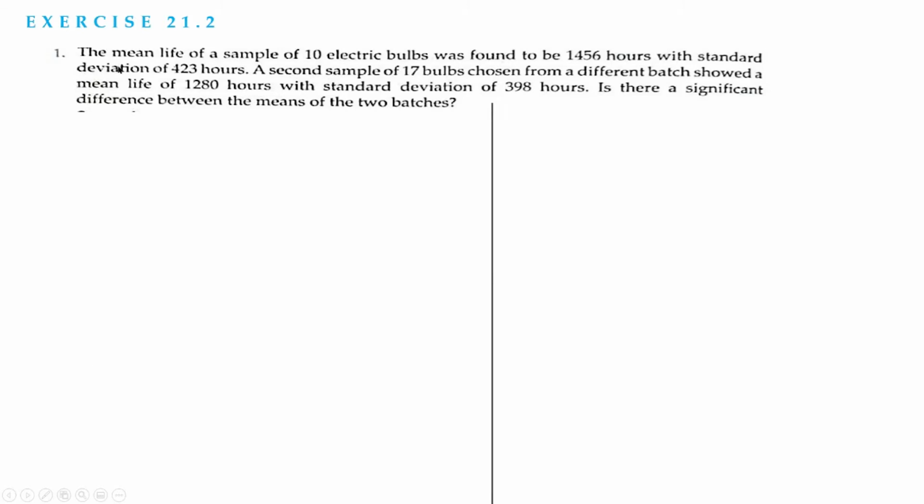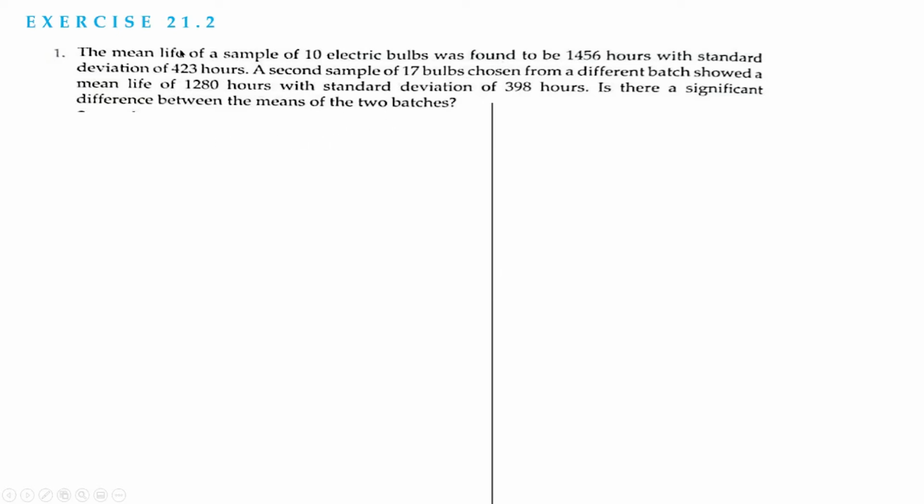The first question: the mean life of a sample of 10 electric bulbs was found to be 1456 hours with a standard deviation of 423 hours. A second sample of 17 bulbs chosen from a different batch showed a mean life of 1280 hours with a standard deviation of 398 hours. Is there a significant difference between the means of the two batches?